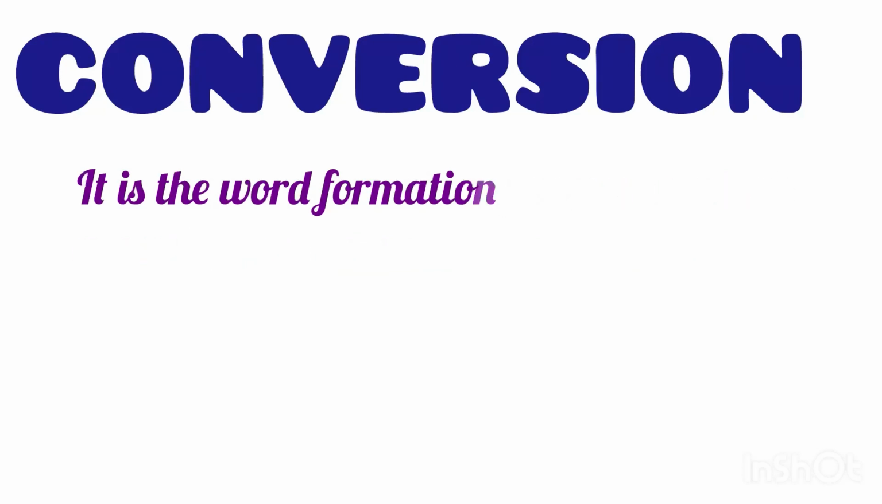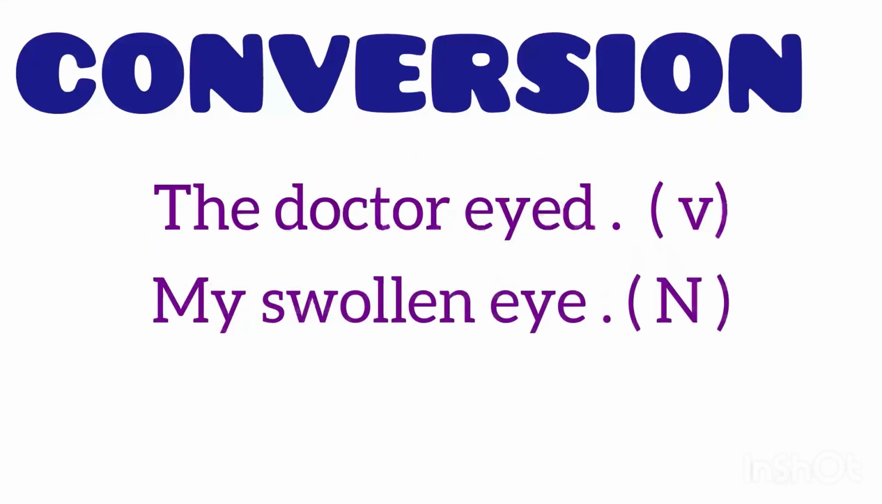Let's see the examples. The doctor eyed. My swollen eye. Now in the first sentence, "the doctor eyed", the word eyed here is a verb. And in the second sentence, "my swollen eye", here the word eye is a noun. We have not added any prefixes or suffixes to the word.